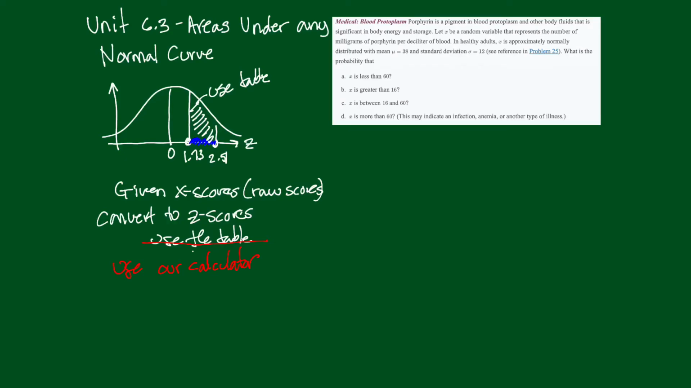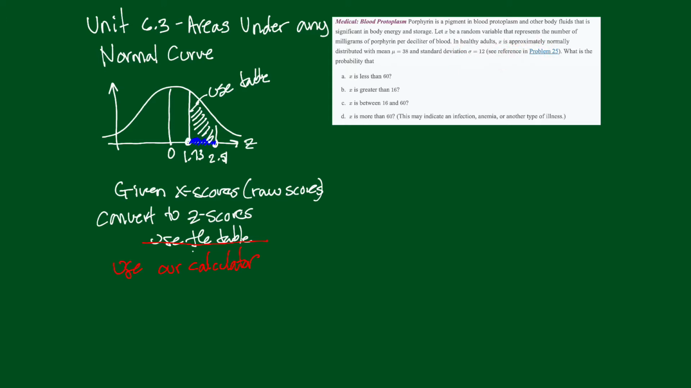Here's an example out of the book. I think it's number 26. It says that porphyrin is a pigment in blood protoplasm and other body fluids that is significant in body energy and storage. Now let x be a random variable that represents the number of milligrams of porphyrin per deciliter of blood. In healthy adults, x is approximately normally distributed.